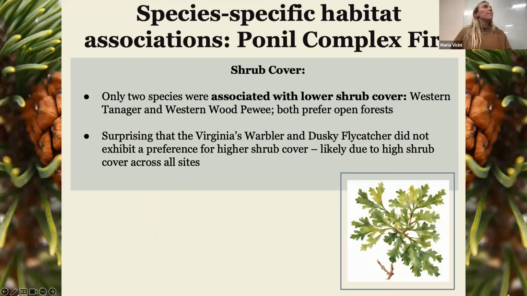For shrub cover, surprisingly, only 2 species at the Poniel Complex Fire were associated with lower shrub cover, the western tanager and the western wood pewee. Both do prefer open forests and are generally forest-associated species.